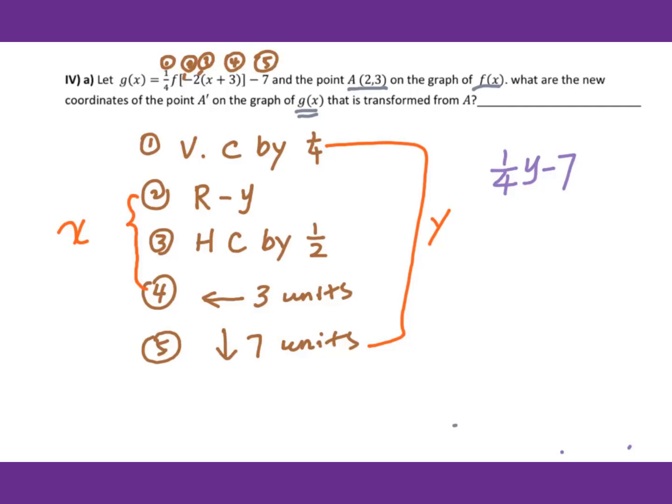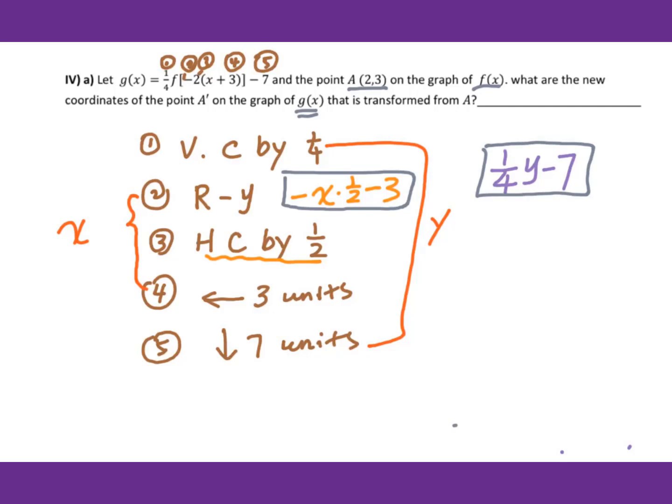For x, reflect across y. That means negative x. Then horizontally compressed by factor of 1 over 2 means multiply by 1 over 2. Then move to the left 3 units means minus 3. So this is the transformation rule for x coordinate. This is the rule for y coordinate.